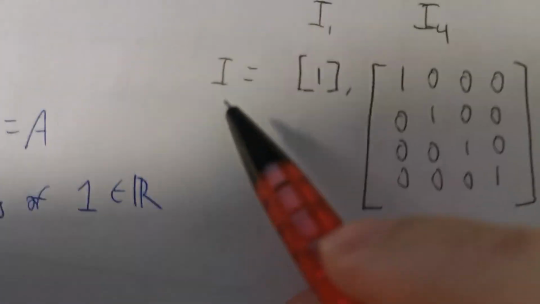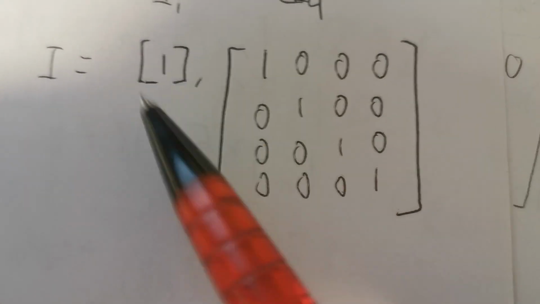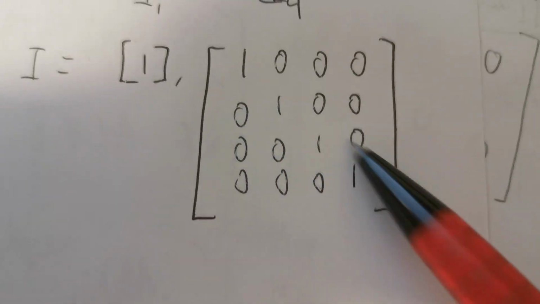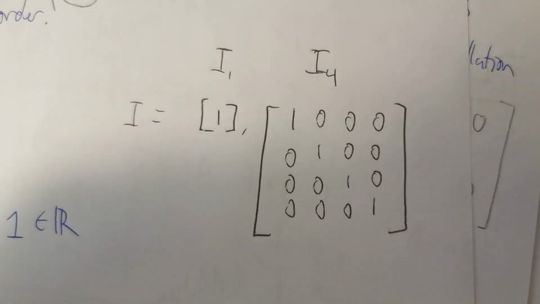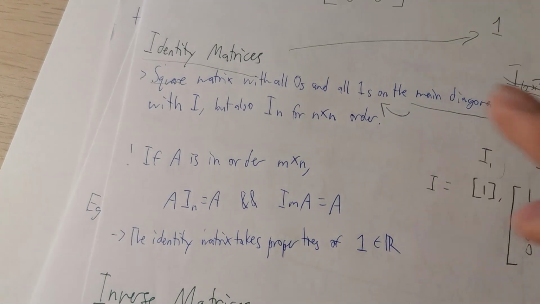So there's a few examples here. I denotes either this or this. You know, this small identity matrix where it's just a 1, or this one where it's a 4 by 4 and the diagonal is all 1. Or you can do it more specifically by doing I1 or I4. That is the identity matrix, right?